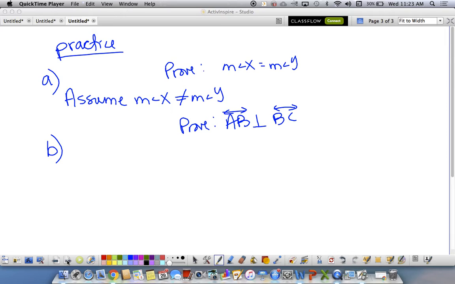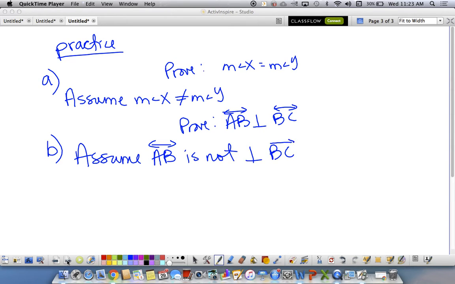Do I need to use the word assume? Yes. If you want to make it sound like a better sentence, we assume that. Or just say, assume AB is not perpendicular to BC. Because that will be the first line of every proof. We will always start with assume something. We're going to assume whatever we want to prove is false. And most of the time, not every single time maybe, we're going to use the word not. Okay? Most of the time we will.